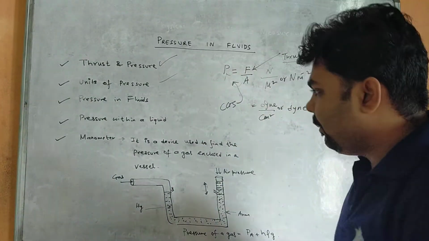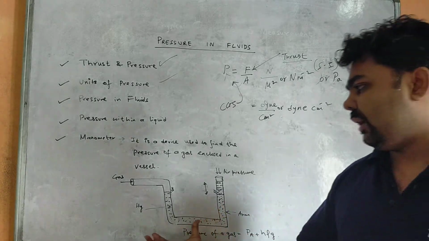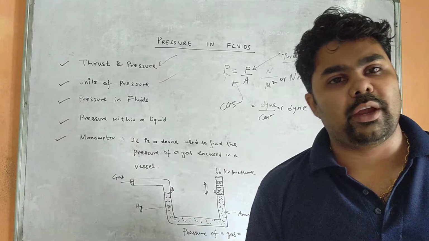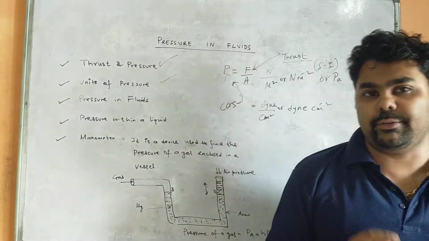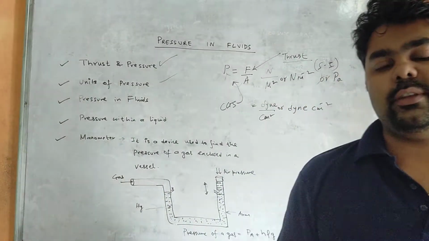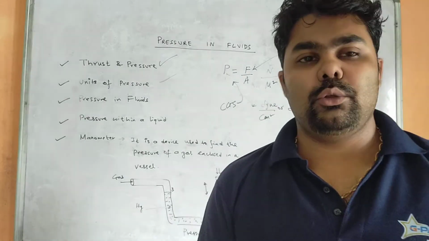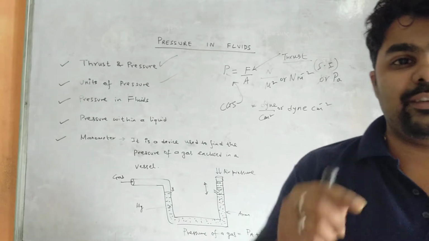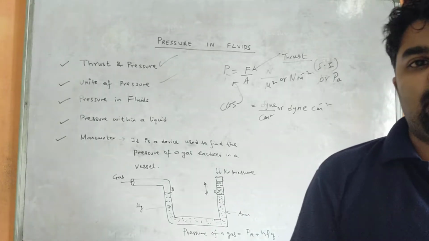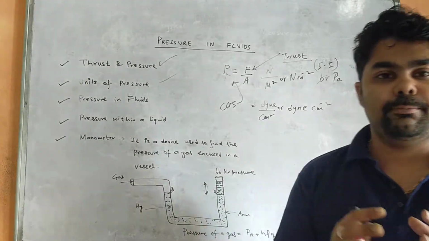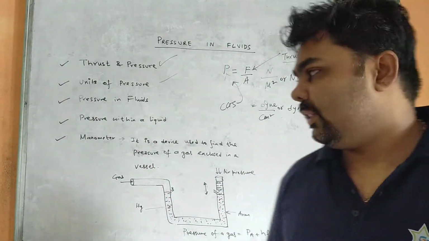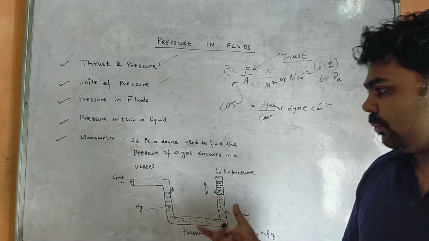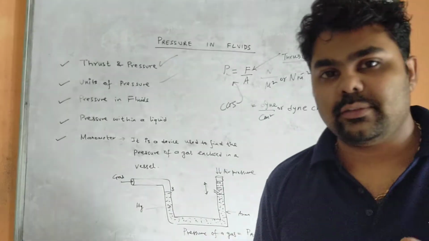So next we have the manometer. Now what is this manometer? You see, I have drawn a diagram here. A manometer is a device which is used to find the pressure of a gas contained in a vessel. Suppose there is one vessel containing some gas, and you need to measure how much pressure that gas has in the vessel. That pressure of the gas can be measured by using a device named the manometer. I'll just explain how we can measure the pressure of that gas.